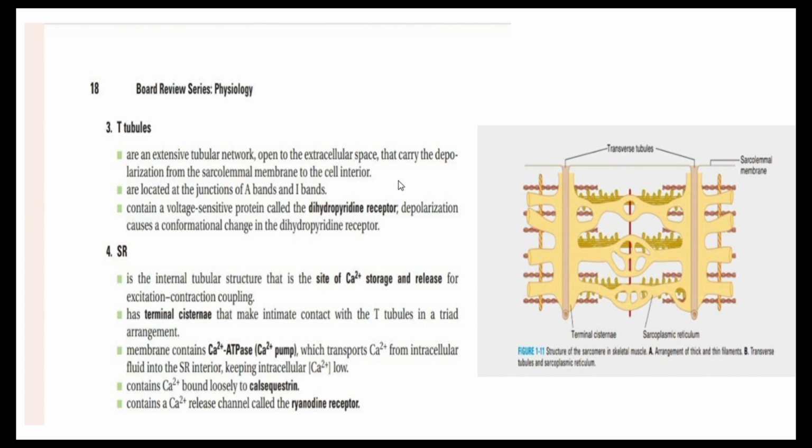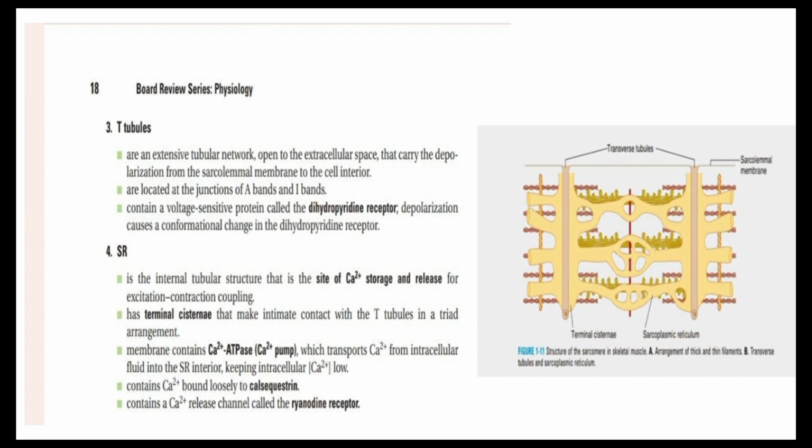See in this diagram that the transverse tubules, or T tubules, are open to the extracellular space and they carry the depolarization to the cell interior. And they are located at the junctions of A bands and I bands. The special thing about the T tubules is that they have a voltage sensitive protein called the dihydropyridine receptor. In response to depolarization, the T tubules will trigger the release of calcium, which is necessary for skeletal muscle contraction. Okay, so now where is the calcium coming from?